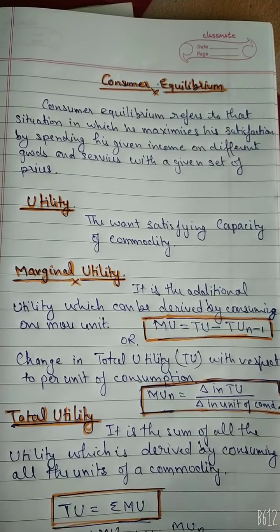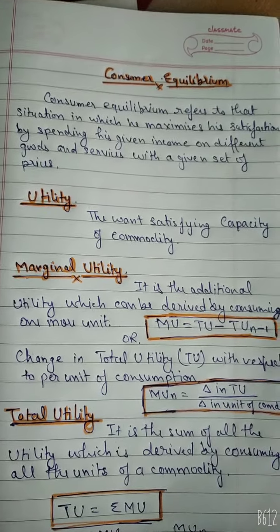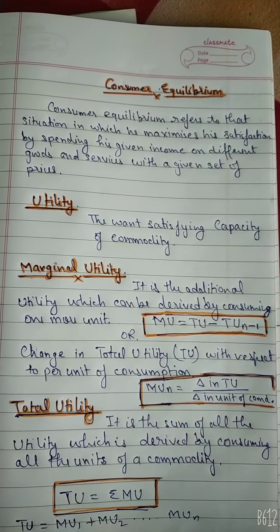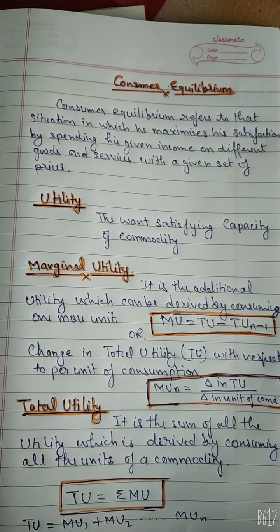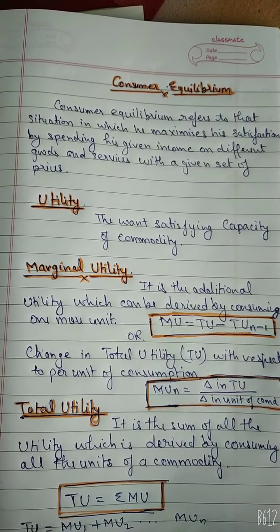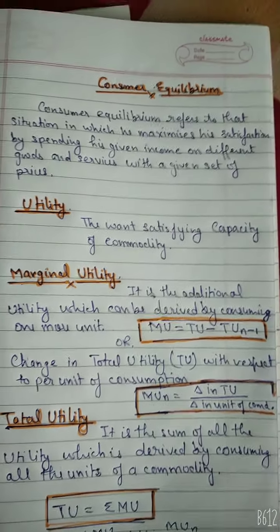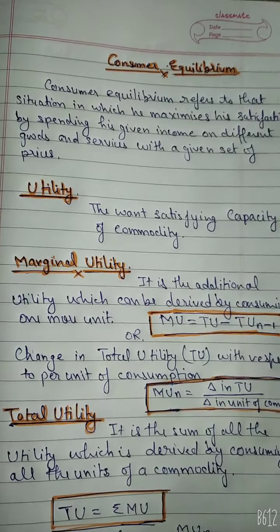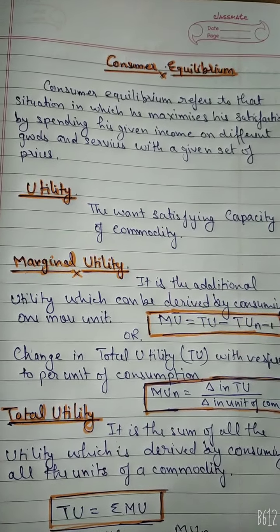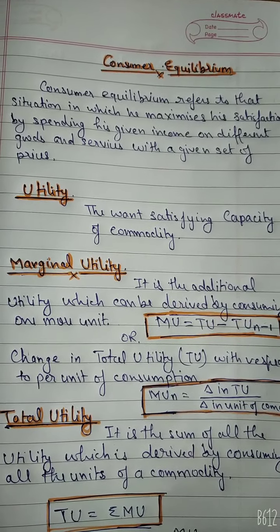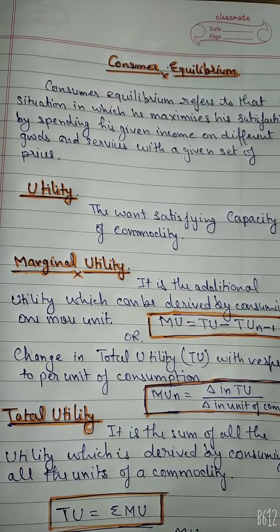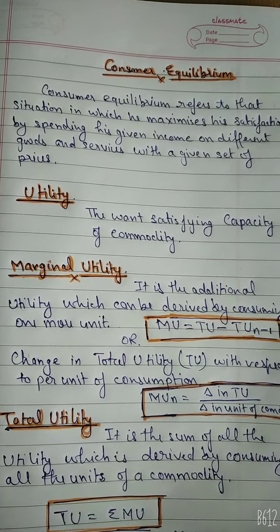First, what do you mean by consumer equilibrium? Consumer equilibrium refers to that situation in which he maximizes his satisfaction by spending his given income on different goods and services with a given set of prices. It means that it is a situation or point where the consumer secures maximum satisfaction with minimum budget, also known as the point of balance.